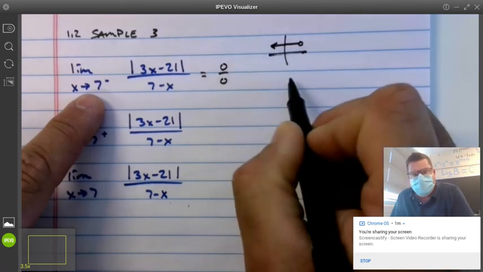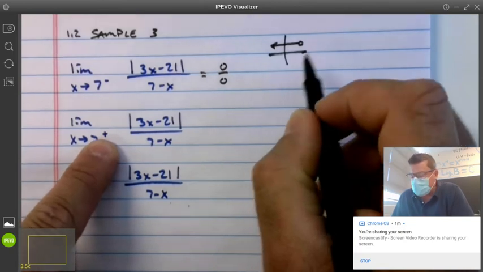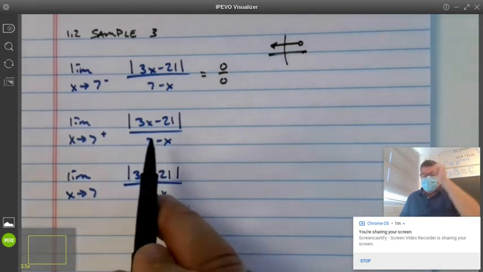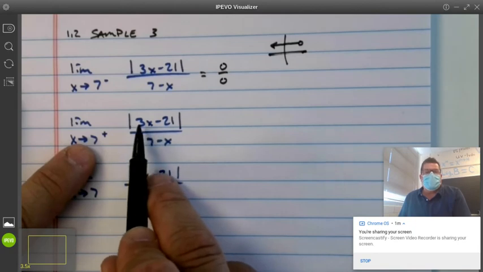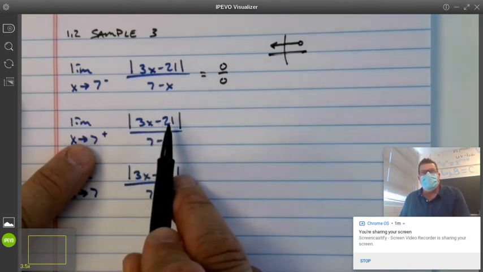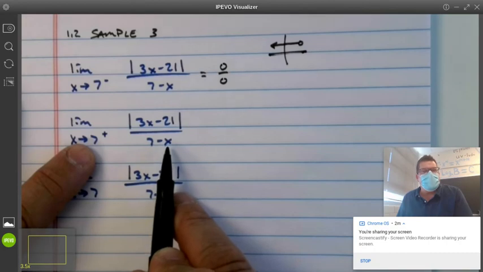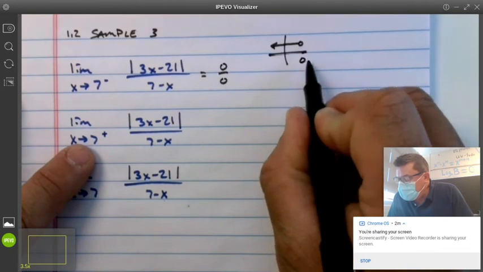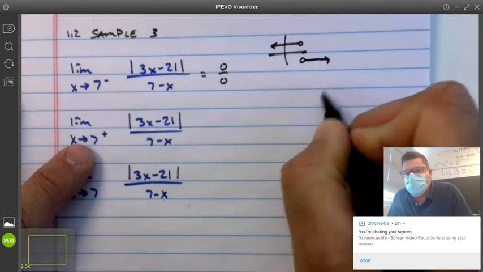It looks like this. When we plug in numbers that are bigger than 7, coming from the right-hand side, the absolute value bars don't do anything. They don't have any impact on a number like when we plug in 8. 24 minus 21 is 3, and the absolute value of 3 doesn't change it. When you plug in 8 down below, that is negative, so 3 divided by negative 1 puts us down here, and you can plot some more points if you want, but that's what it looks like.